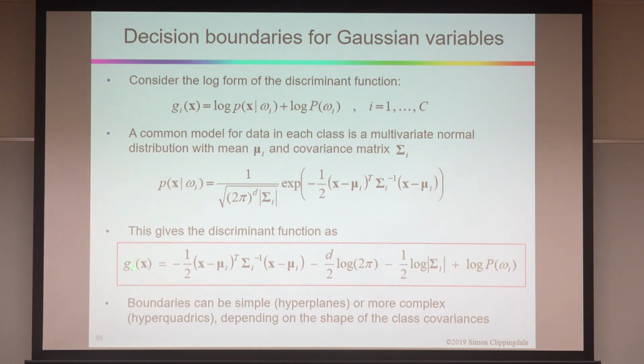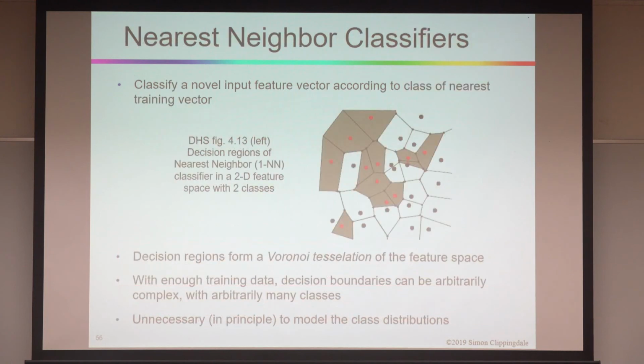So for a particular value of our data vector x, comparing gi of x for all the classes i and picking the largest one will give you the best classification. Boundaries for typical data distributions can be very simple, hyperplanes or lines, or they can be more complex depending on the shape of the covariance matrices. Okay, that's enough about that.